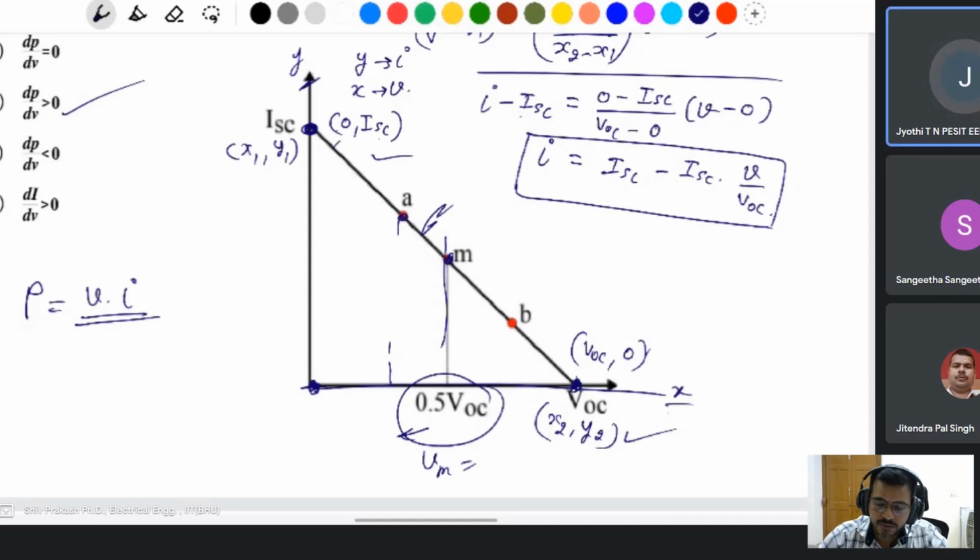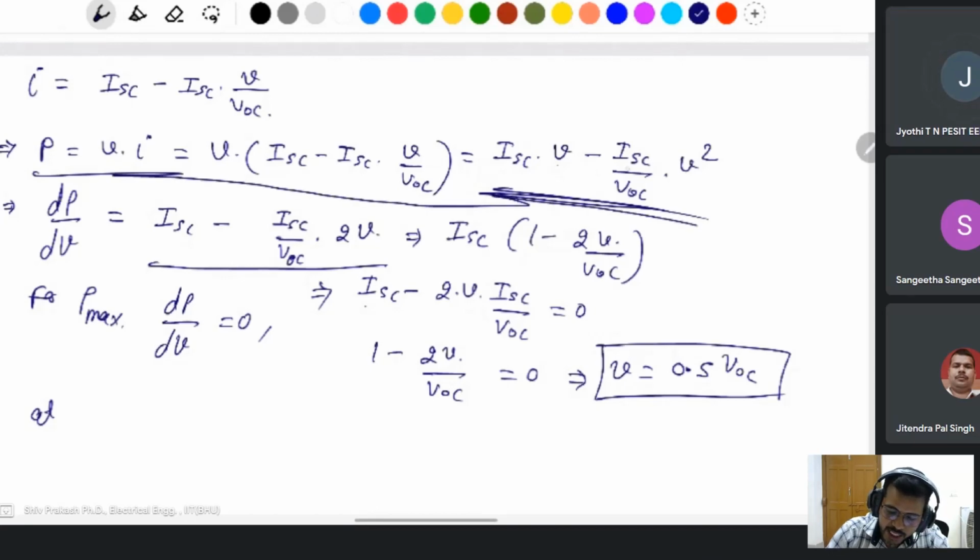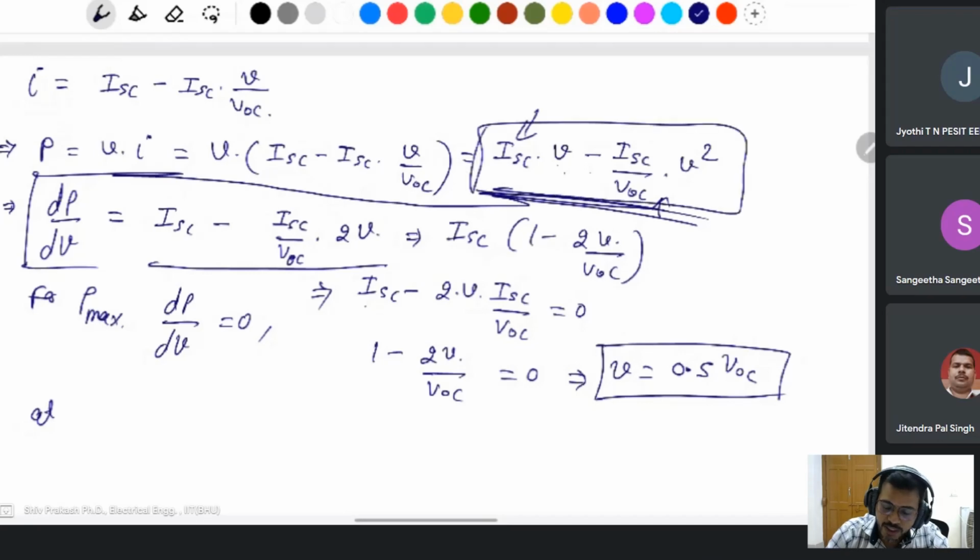No, sir, I want to know the relation between voltage and power. There is this question. Which equation, sir? This one: ISC into V minus ISC divided by VOC into V square. ISC will be constant, VOC also constant. Then power is in terms of V minus V square. So in order to have maximum power, we need to equate the derivative to zero. Yes, sir, that's why you calculate this one. Differentiate with respect to voltage here, and this will be equal to 0.